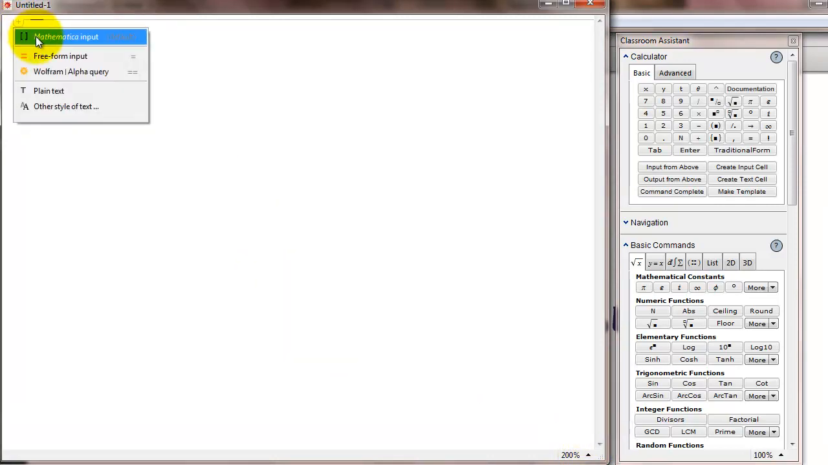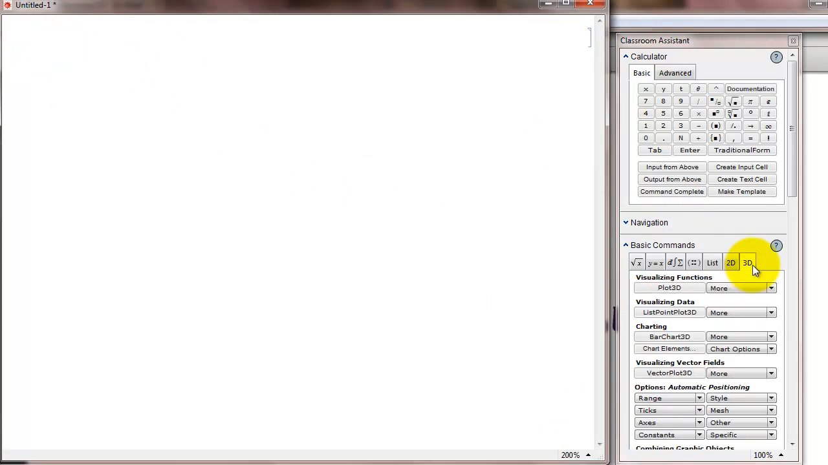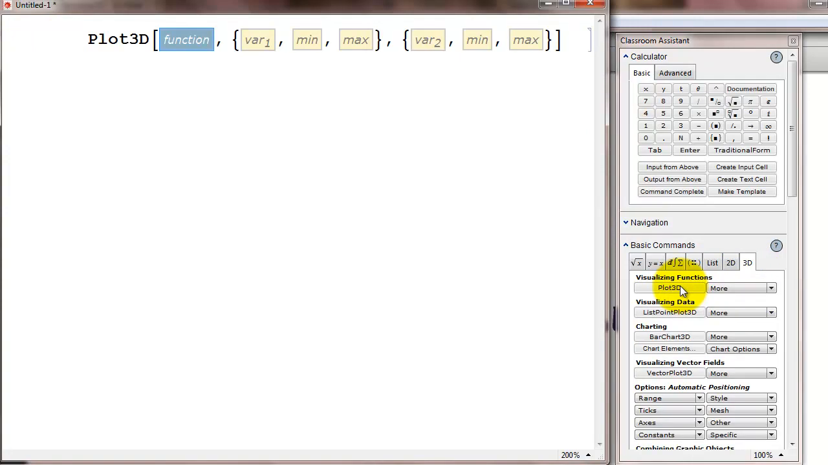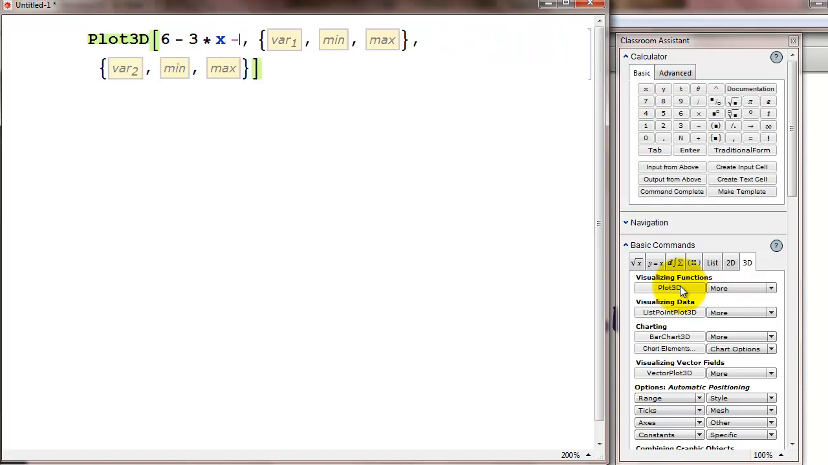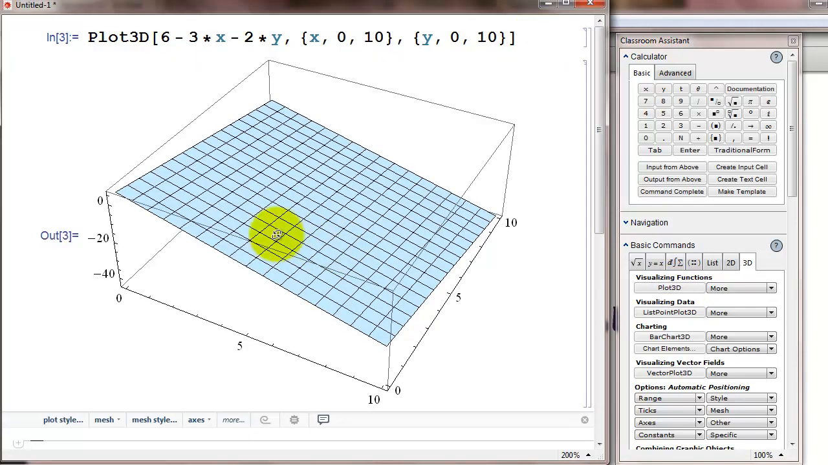So let's create a new input cell. I'm going to do a 3D plot. So let's go down here to 3D, Plot3D. The function we want to plot is 6 minus 3 times x minus 2 times y. And let's plot the x variable as x goes from 0 to 10. And let's plot the y variable as y goes from 0 to 10. Shift enter, and we get that tilty plane.